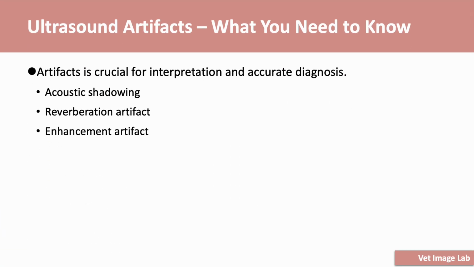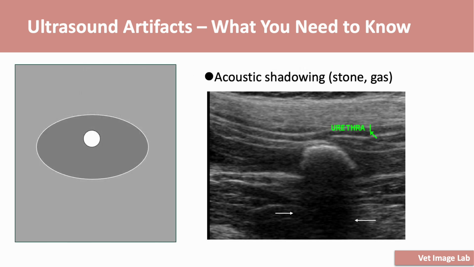In ultrasound imaging, understanding artifacts is crucial for interpretation and accurate diagnosis. In this lecture, we'll briefly cover three important types of artifacts, but we'll explore them in more detail in the next lecture dedicated to ultrasound artifacts. Acoustic shadowing occurs when ultrasound waves encounter a highly reflective surface like bone or gas. This results in a dark shadow behind the object, as seen in the left image.